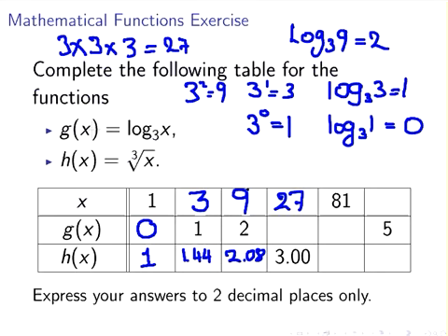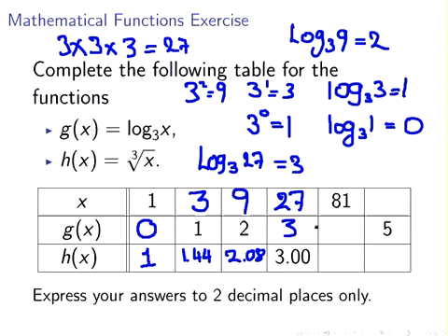Now you can probably see a pattern emerging between x and g of x as we go along. But anyway, what is the logarithm to the base 3 of 27? Log to the base 3 of 27 is equal to 3, since 3 cubed is 27.